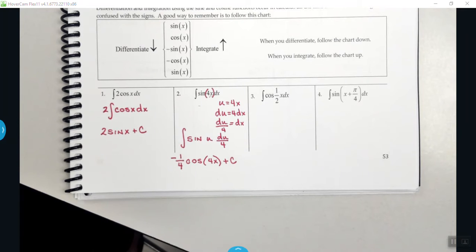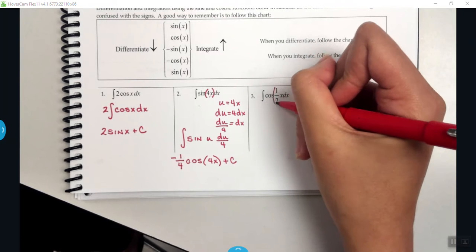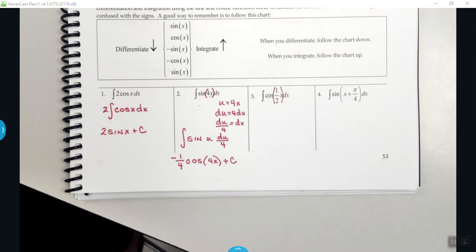Sophia. On the free response, would we be allowed to just skip the du stuff? Yes, please. Okay. Yes. Yeah. If it's a quick one, then just skip the whole process of writing u du.